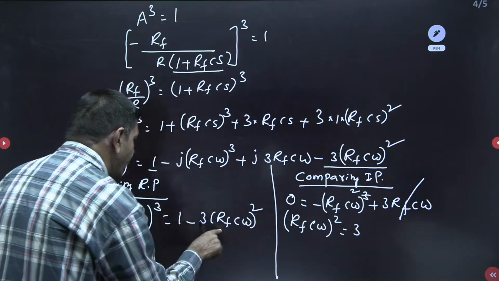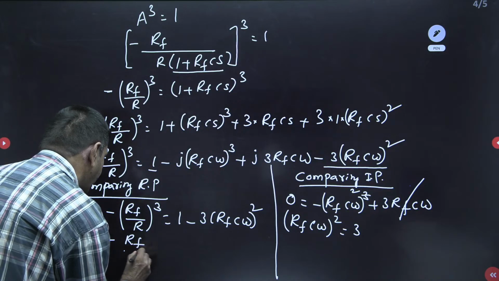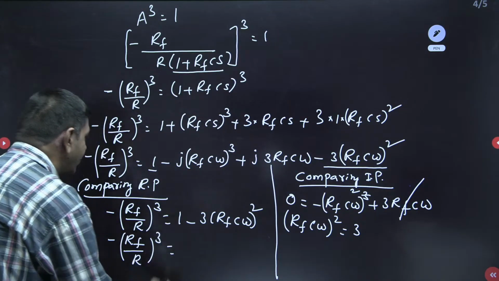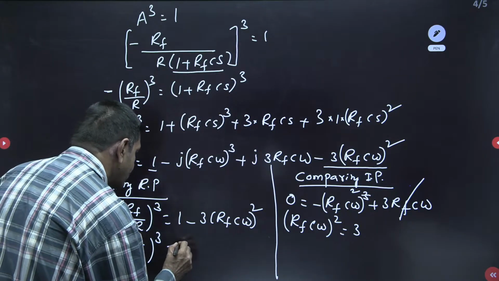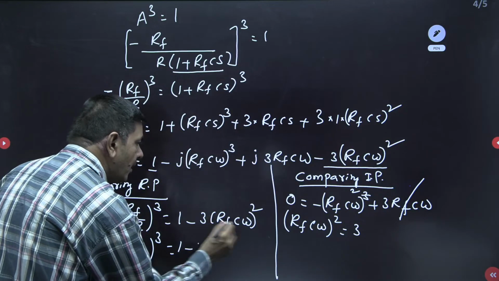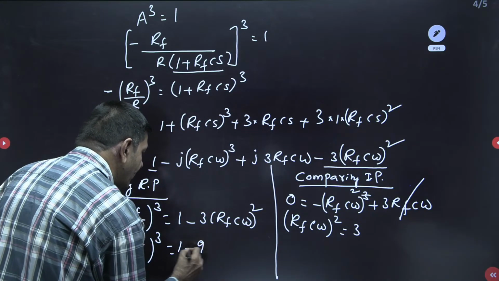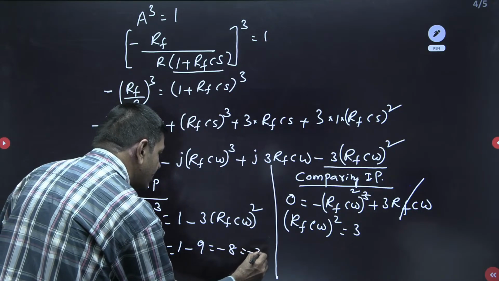So I want to write that value here. Minus RF by R whole cube equals 1 minus 3 into 3. 3 into 3 is 9, and 1 minus 9 is minus 8. Minus 8 is nothing but minus 2 cube.